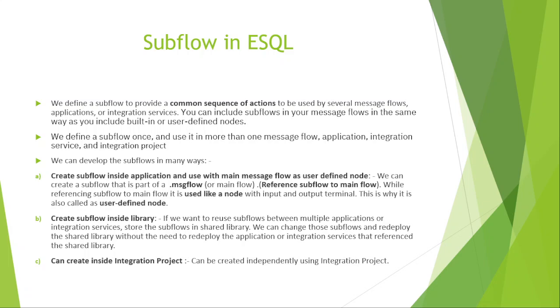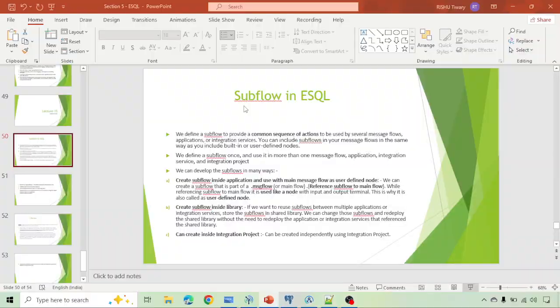So when talking about the subflow, suppose you have a particular task that requires 5 nodes. If you include those 5 nodes in the message flow, it will make the main flow more complex. So what we can do is create a subflow and reuse it in many message flows. Okay, so let's directly go to the toolkit and understand it.